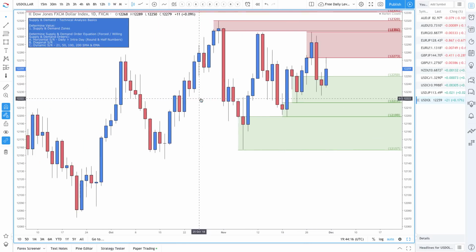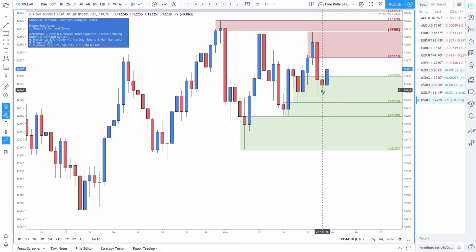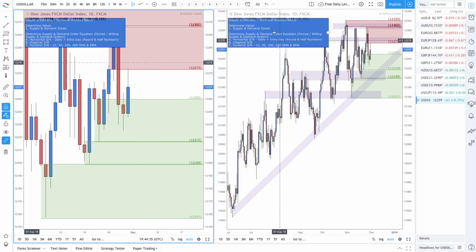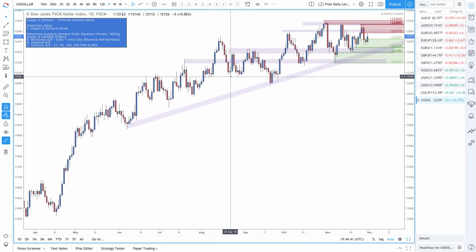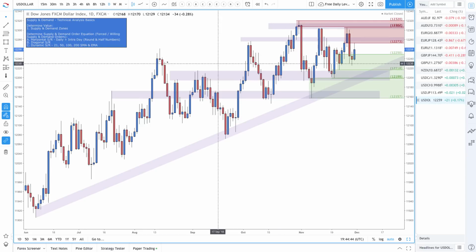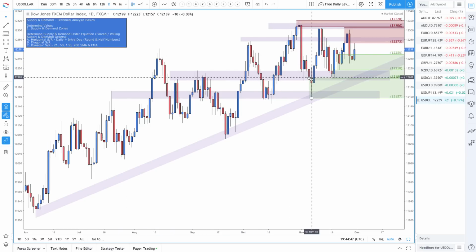So this week we did come down into this demand zone right here before pushing a bit higher, and we're kind of in between this supply zone and this demand zone. Now there was an opportunity to potentially get long as well. I'm doing something a bit different this week, and I'll probably continue doing this if you guys like it. I prefer this type of analysis, where I will add the supply and demand order equation, depending on the chart.